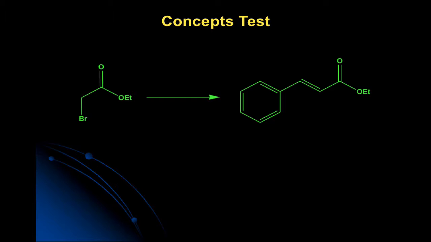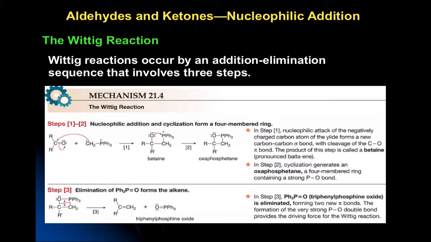Okay? So when you have an aromatic ring, conjugated double bond to an ester or an acid, these are called cinnamates, and they come from cinnamon, and they smell like cinnamon. Okay? They're esters of cinnamic acid. The mechanism for the Wittig reaction is pretty straightforward.